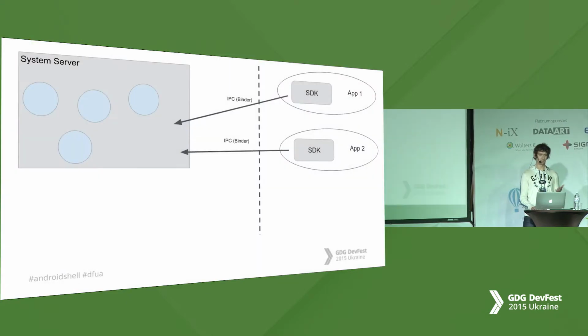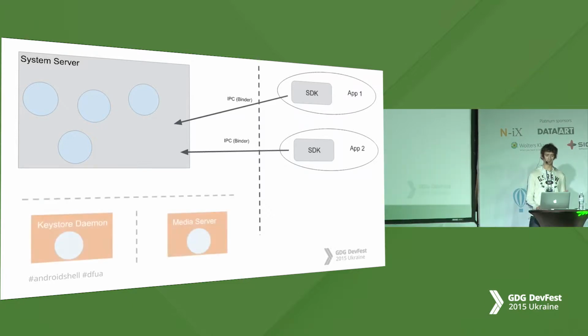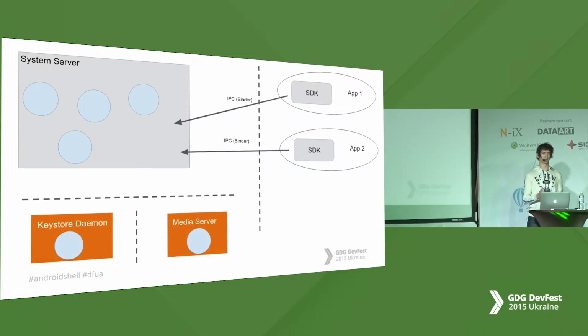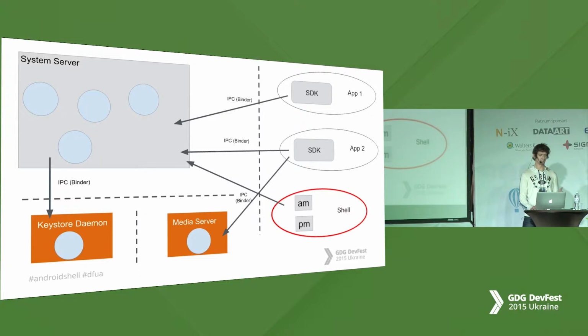And actually, there can be multiple different processes that expose different system services on Android. There are additional native processes like Keystore Daemon or Media Service, and different Android APIs communicate with different services exposed in different processes. What we'll be doing today is running shell commands. The clients that can communicate with these services but running as a shell user.